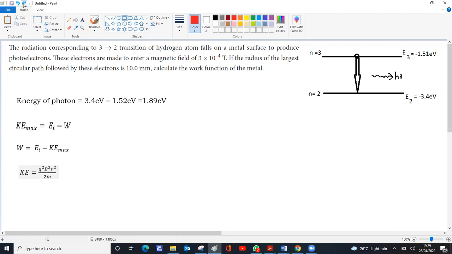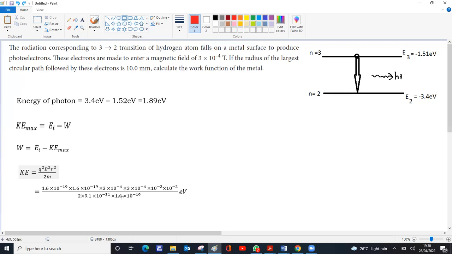Here Q is the charge of the electron, which we know. B, the magnetic field, is given. R is the radius. When R is maximum, K will be maximum. M is the mass of the electron. So we substitute the values: 1.6 into 10 raised to minus 19, the charge of the electron, square. 3 into 10 raised to minus 4 Tesla, the magnetic field, square. 10 millimeter means 10 into 10 raised to minus 3, which is 10 raised to minus 2, square. By 2 times the mass of the electron, 9.1 into 10 raised to minus 31. That value is in joules.